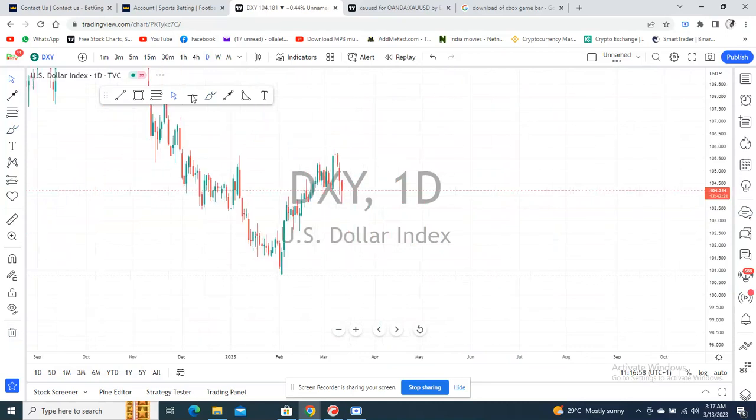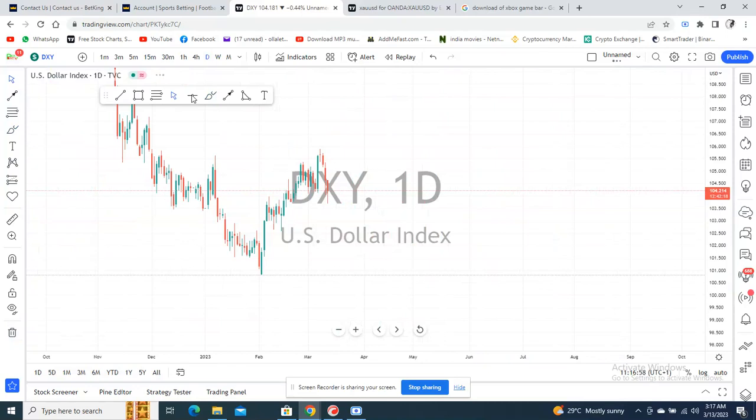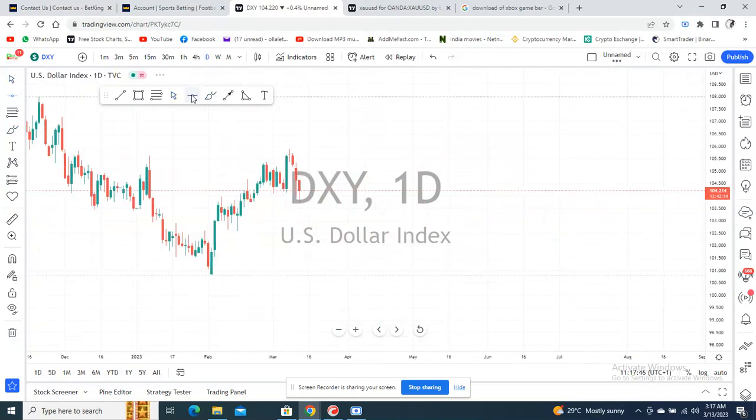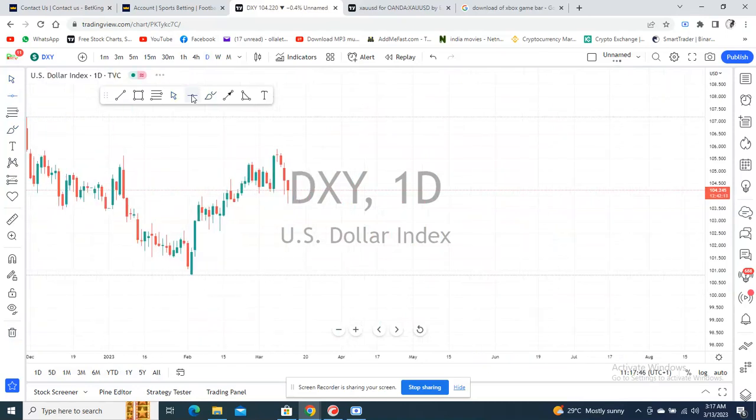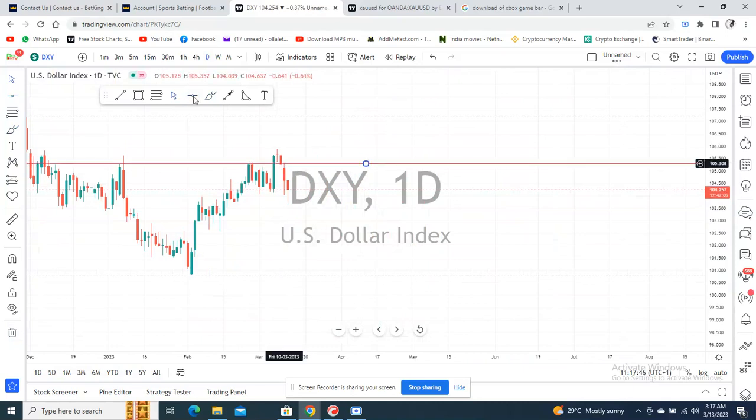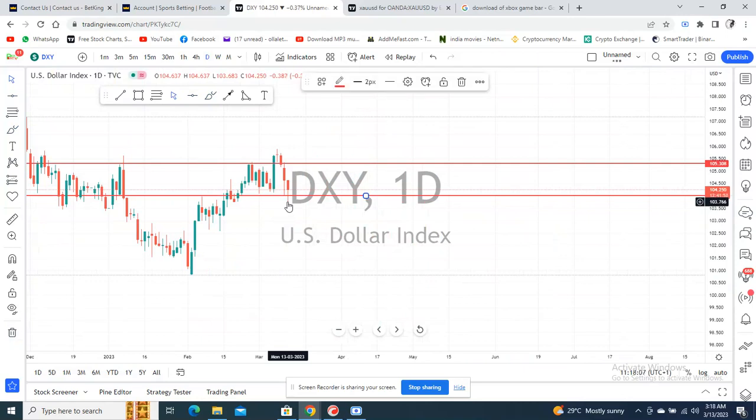Okay, from this point of view now, let's mark yesterday high and yesterday low. Yesterday high, yesterday low. Automatically, we are having a new day low here. But this new day low might be a scam, a legit scam.